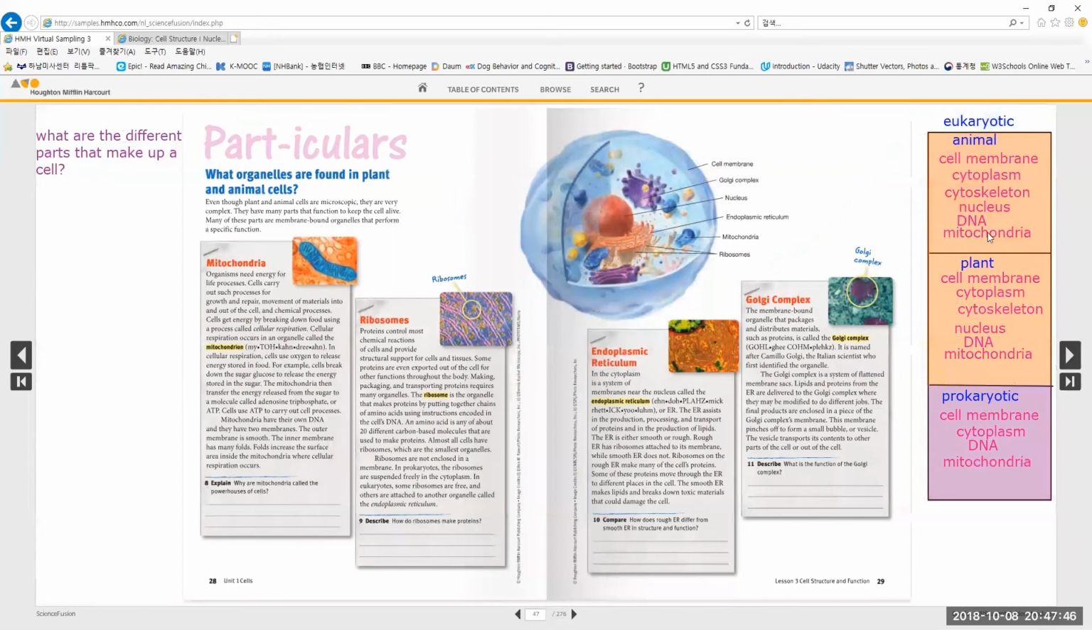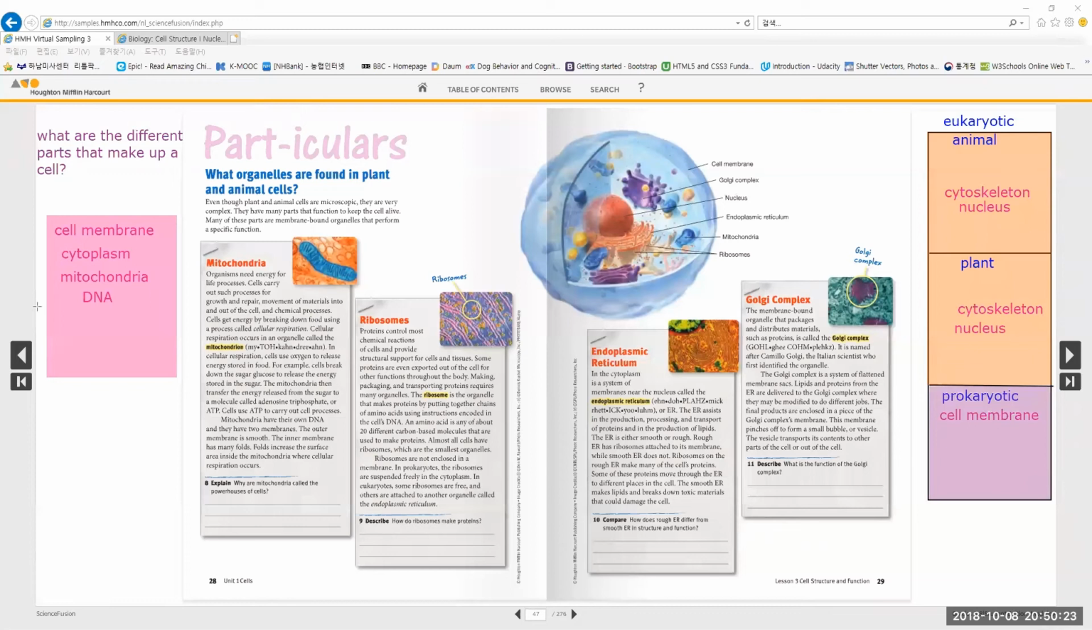So all three of them have ribosomes. And we could pull all the same thing that all three have into here. They also all have ribosomes. And eukaryotic cells have an endoplasmic reticulum.